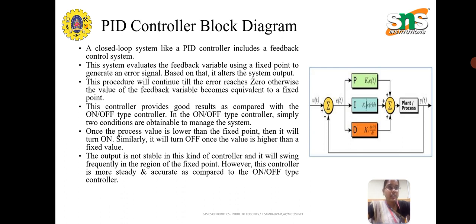In this diagram you can see we have an error detector and the PID controller connected in parallel to one plant process. Here U of t is the input, Y of t is the output, and E of t is the error signal. These input, output and error signals are represented in the time domain.